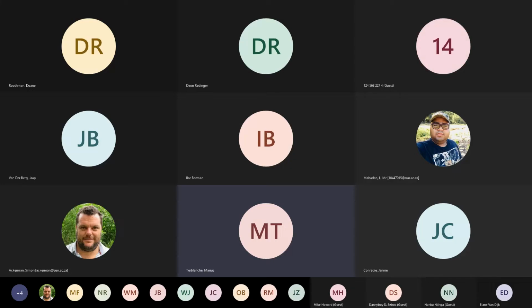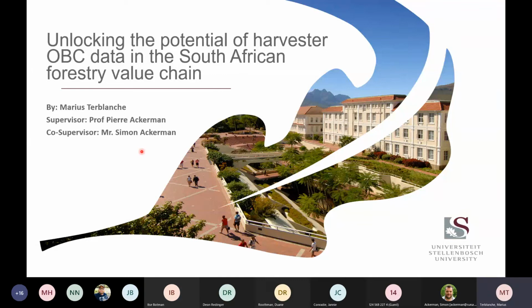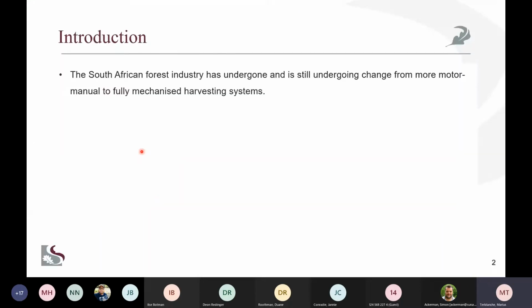This was work done on my master's about two years and a bit ago now. This was basically the final presentation for the master's to finish up at Stellenbosch. So we're looking at unlocking the potential of harvest onboard computer data in the South African forestry value chain.